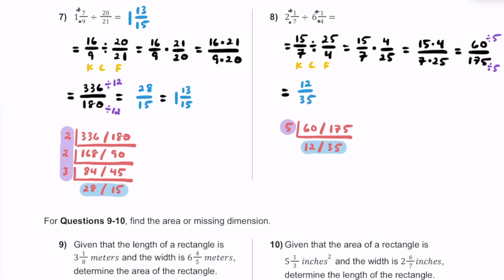We said earlier it had to be a proper fraction, right? The 6 and 1 quarter is not going to fit into 2 and 1 sevenths a whole number of times. All right, cool. So that's our quotient.